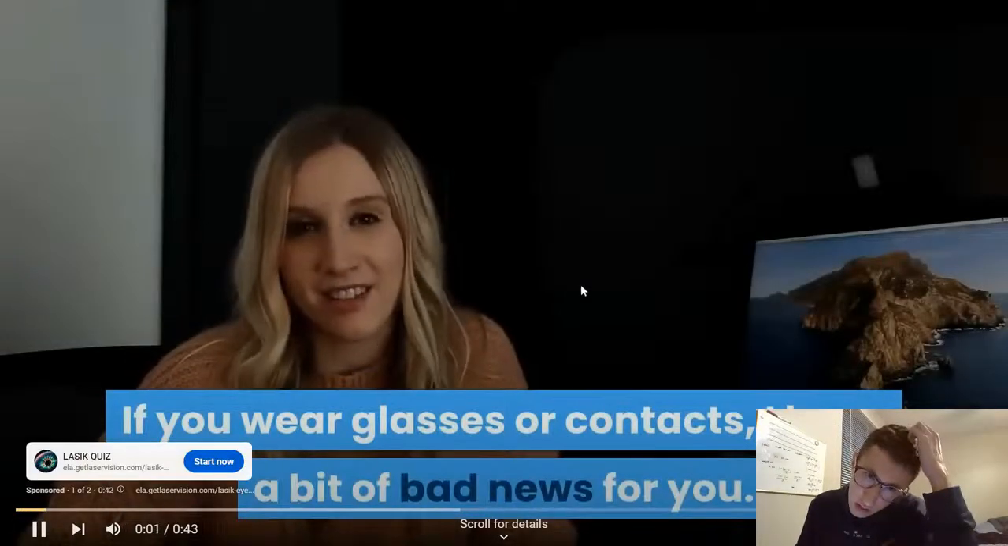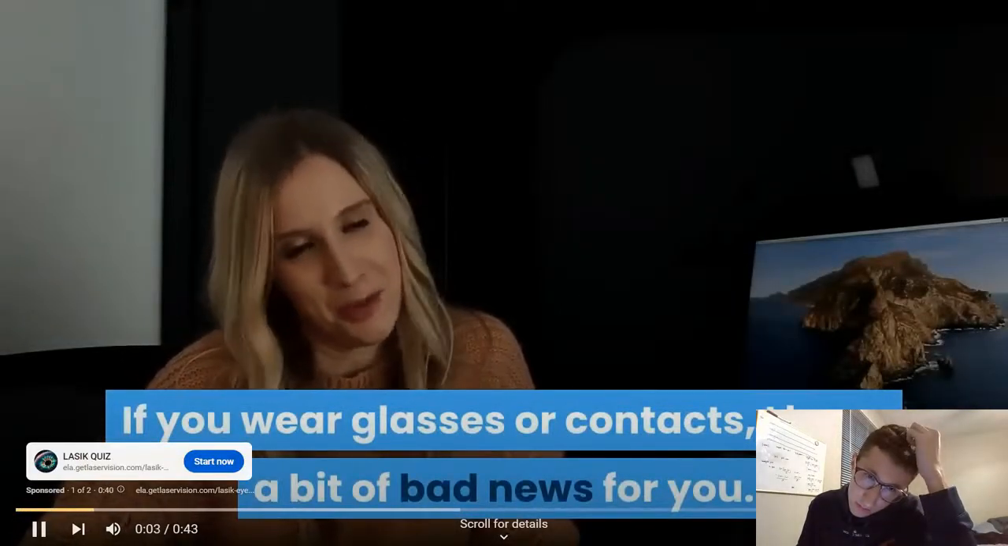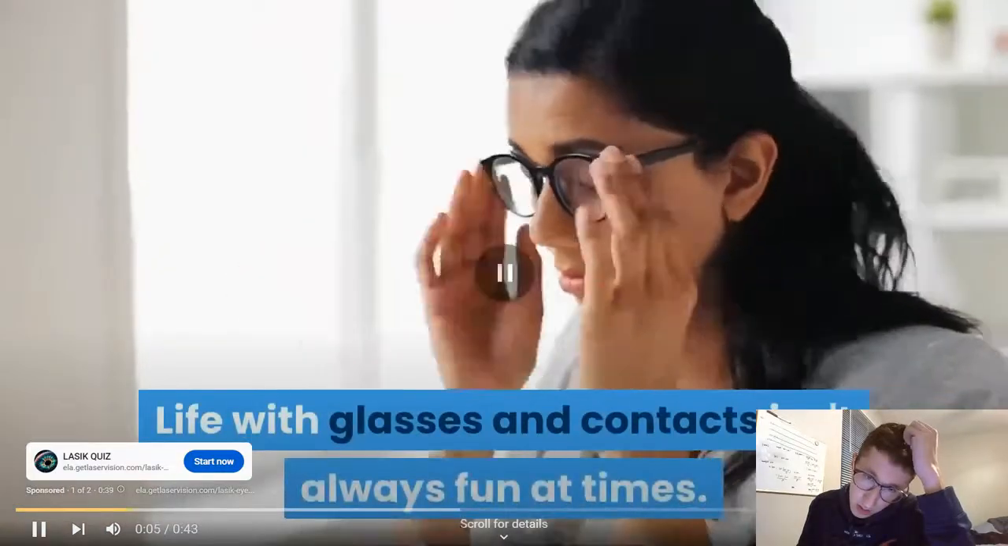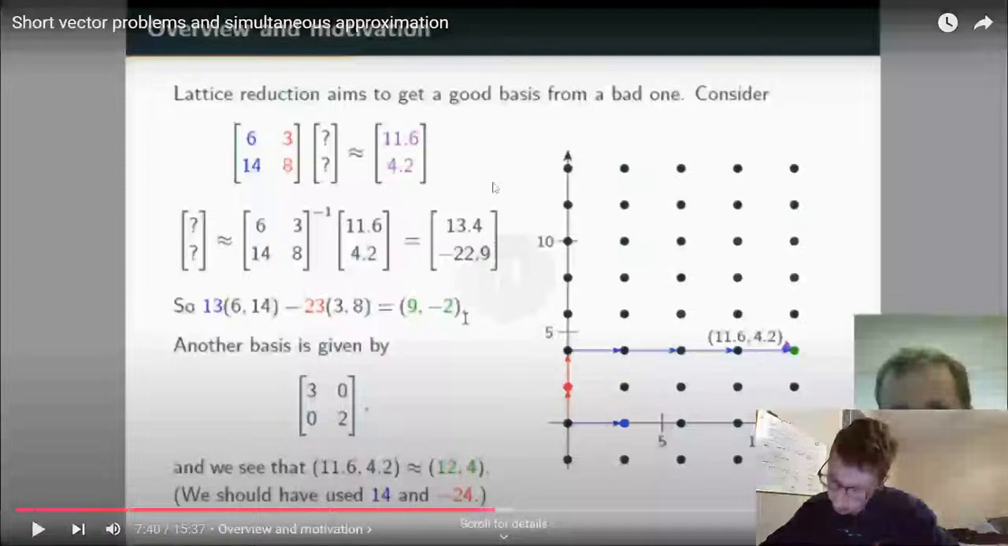If you wear glasses or contacts, I have a bit of bad news for you. Life with glasses and contacts is always fun. Wonderful. Tweak it a little bit.